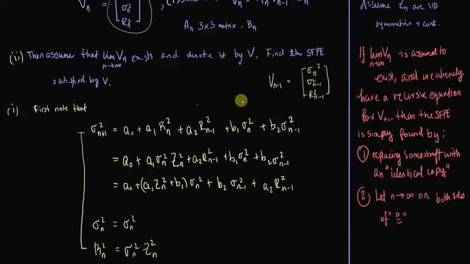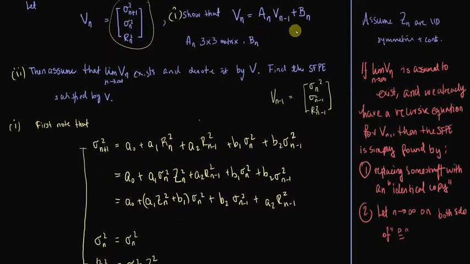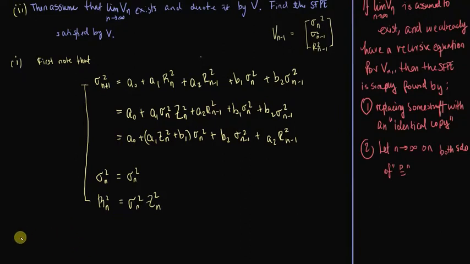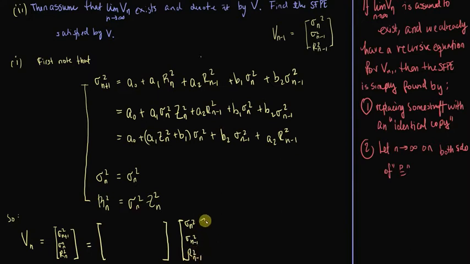Now we just have to rewrite this system of linear equations into a linear equation written up using matrices. So we have Vn that was given by sigma n plus 1 squared, sigma n squared, Rn squared, and that should be equal to some 3 by 3 matrix A multiplied by sigma n squared, sigma n minus 1 squared, Rn minus 1 squared, plus a triple row vector B.